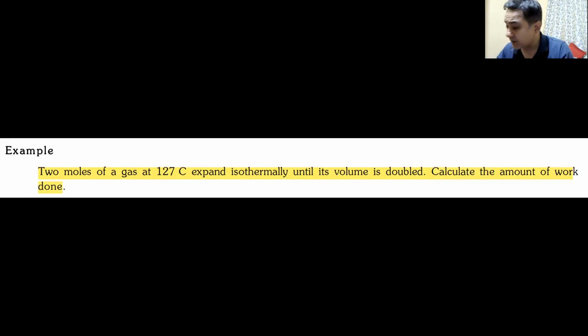They have only asked you work done, but I will ask you 2 more questions. Find the work done, delta W. Find the change in internal energy, delta U. Find the heat given in this process. If you find all the 3 things, you will get confident and you will be able to solve the question in the examination. All your time begins now.